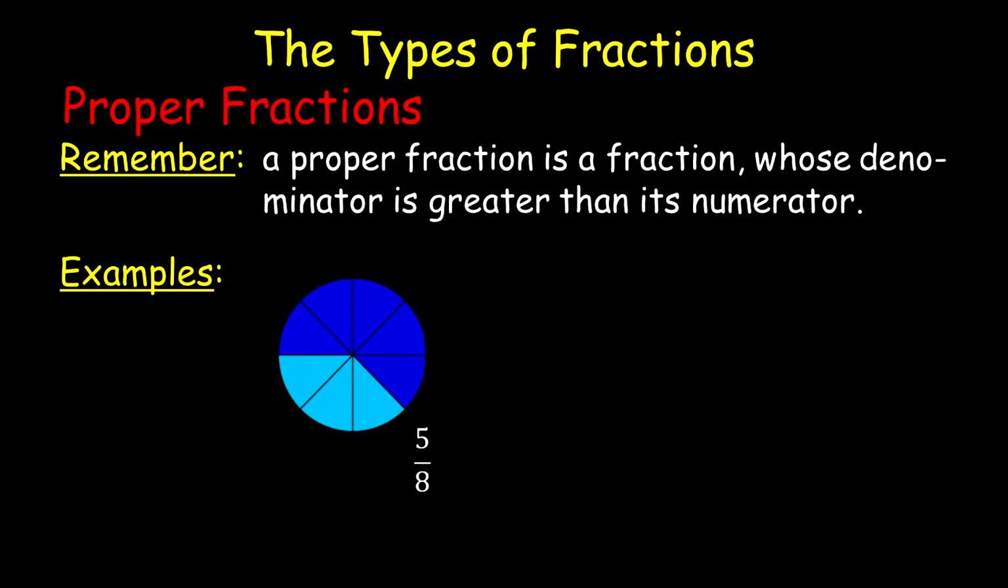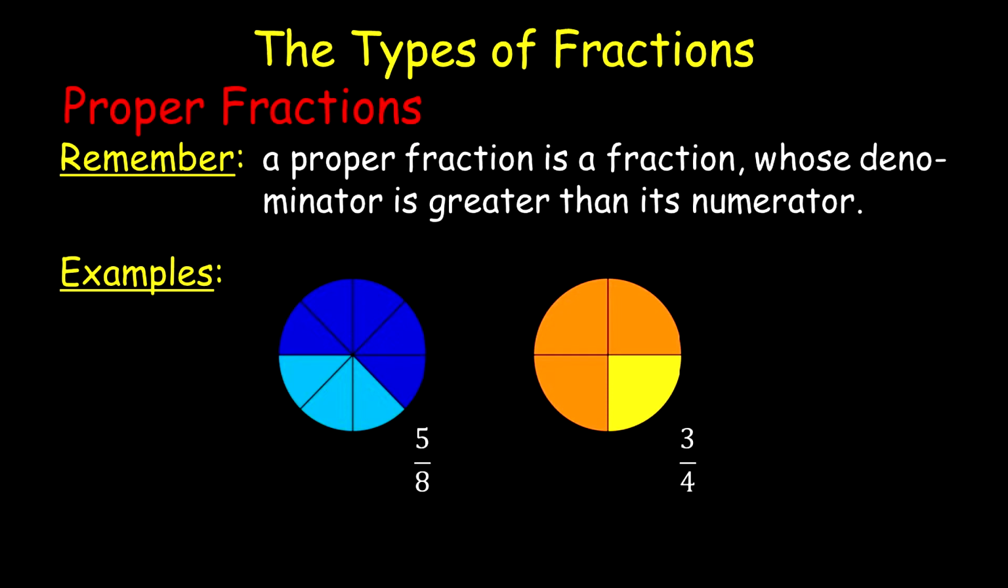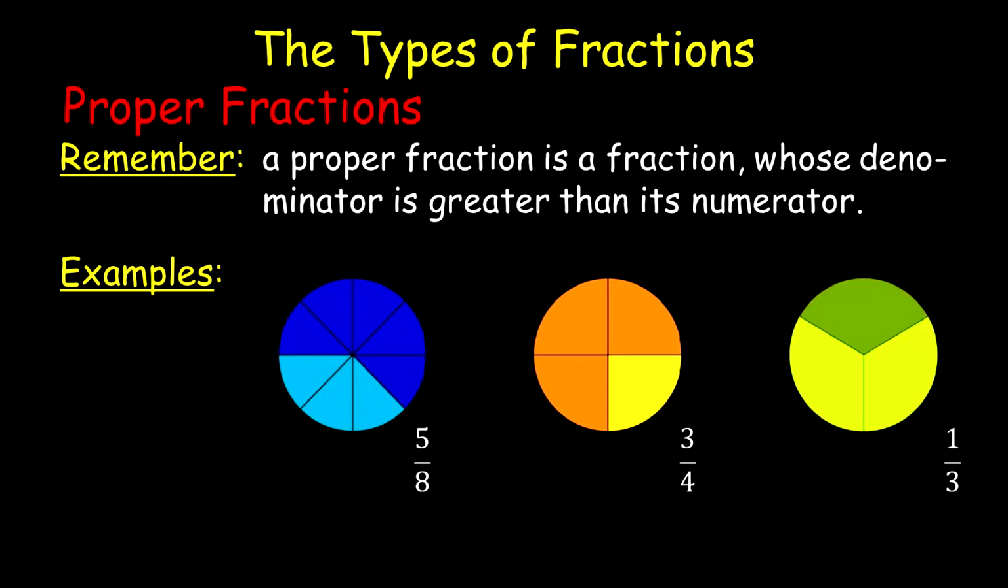One more example, 3/4. The denominator 4 is greater than the numerator 3. And the last example of proper fraction is 1/3, where 3 is greater than 1. Note: proper fractions are less than one whole.